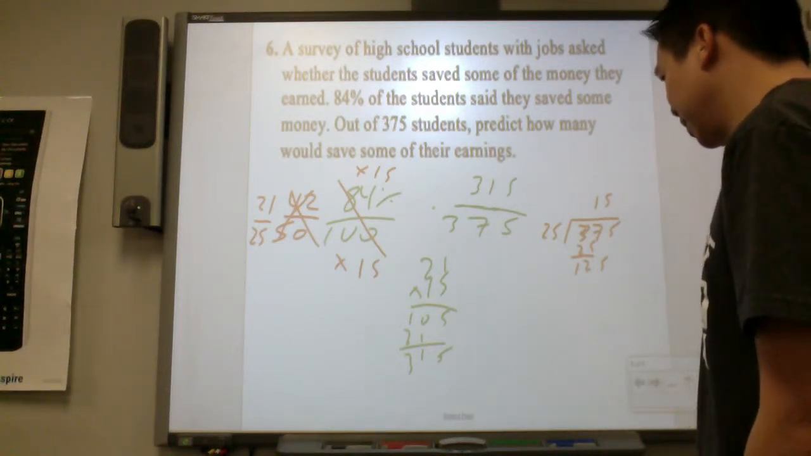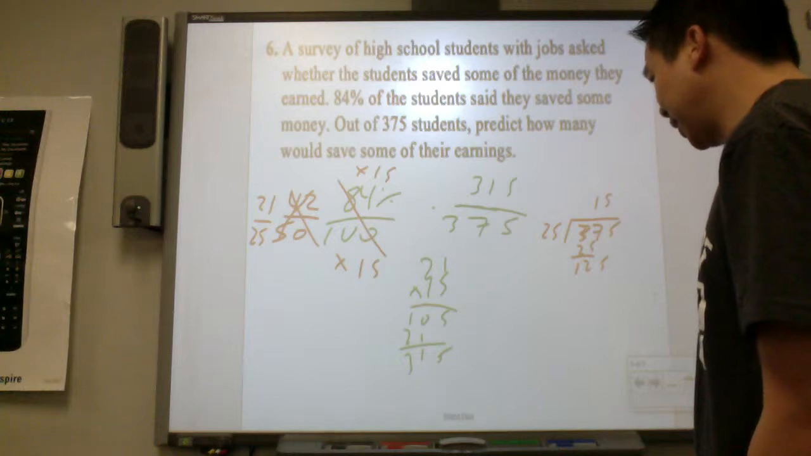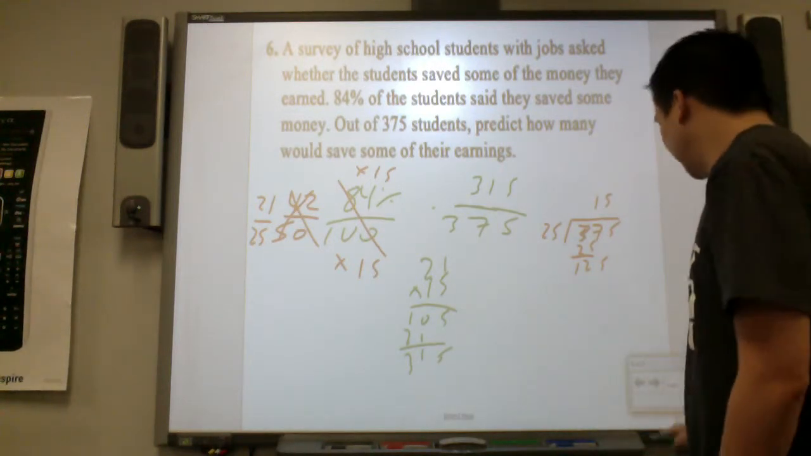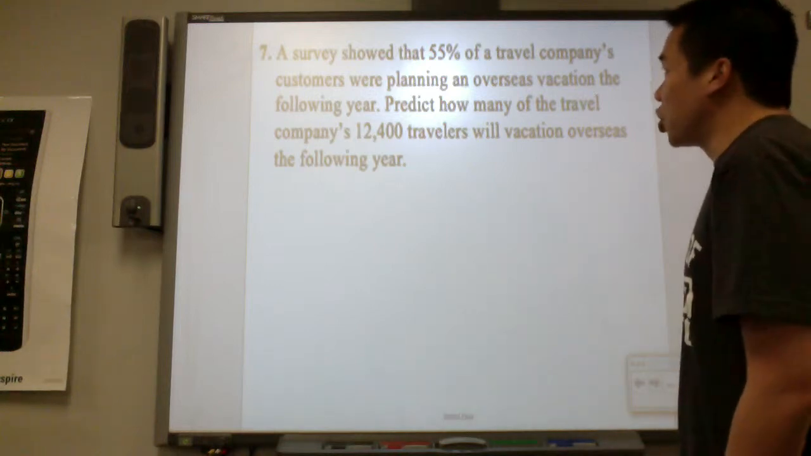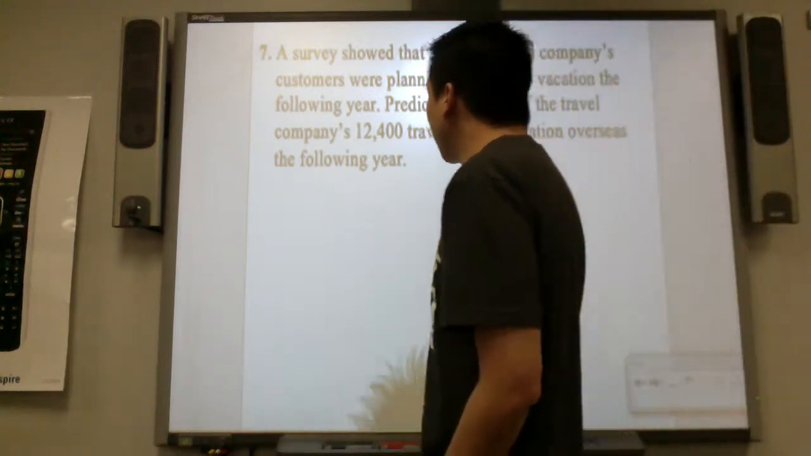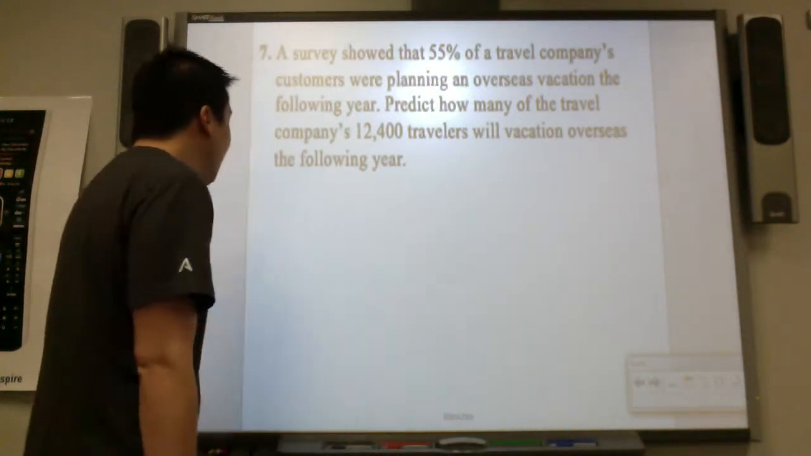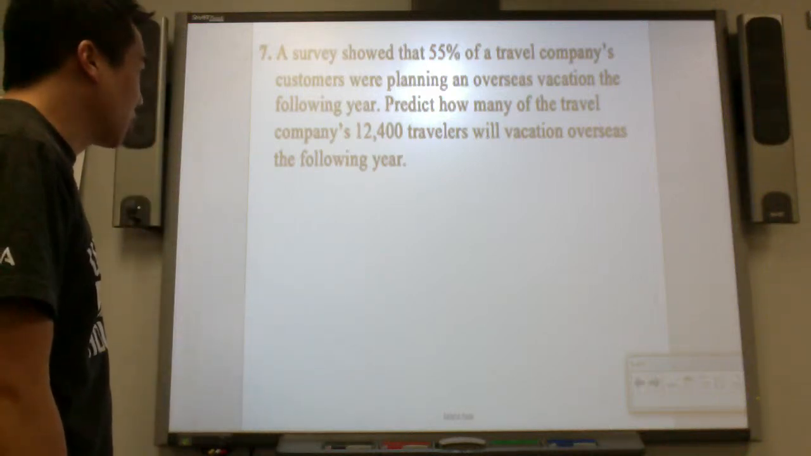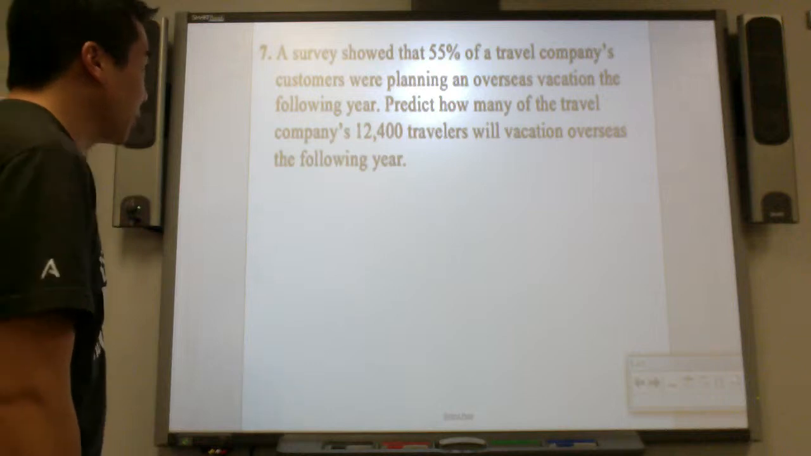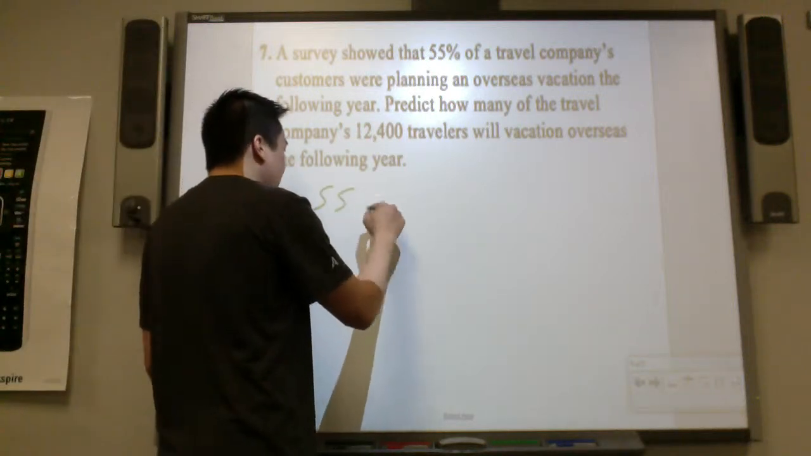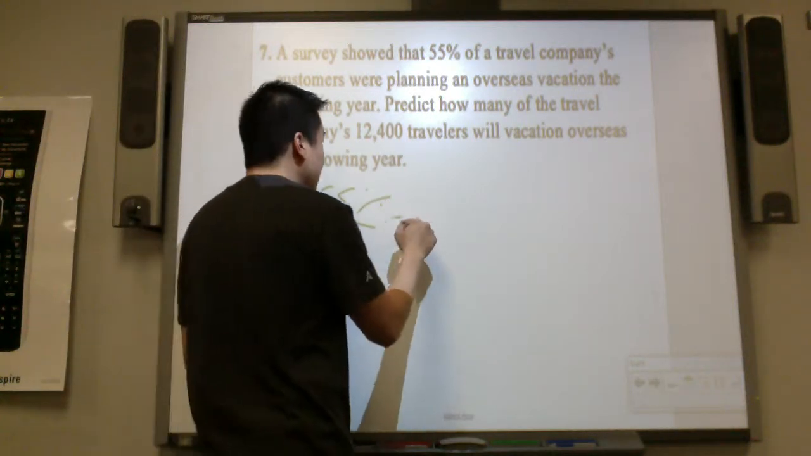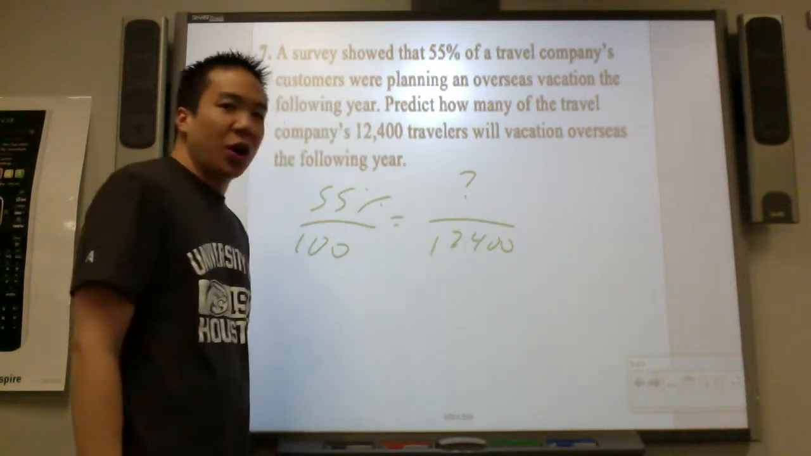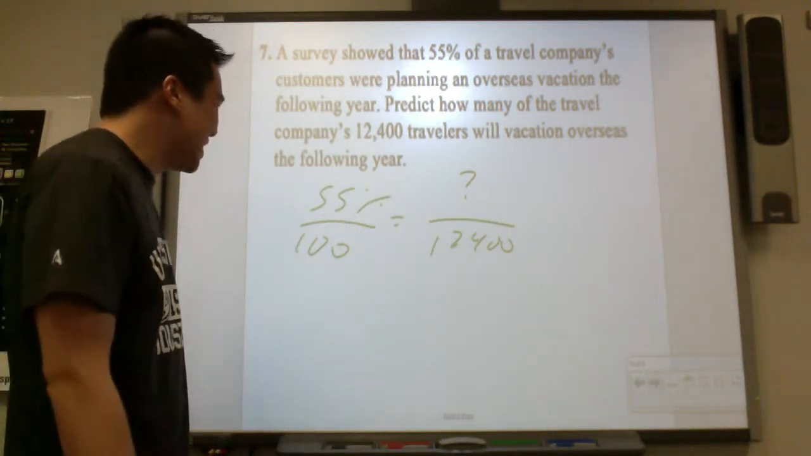Save some money. Let's see, did I do the math correctly there? Yes, I did. And last but not least, number 7. A survey showed that 55% of a travel company's customers were planning an overseas vacation. Yay. Predict how many of the travel company's 12,400 customers will vacation overseas the following year. So 55% out of 100 are going to go overseas, out of 12,400. So what part of 12,400 will go overseas?